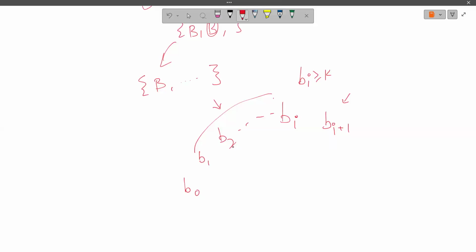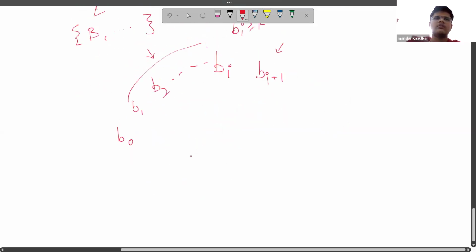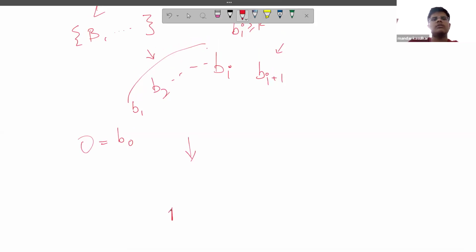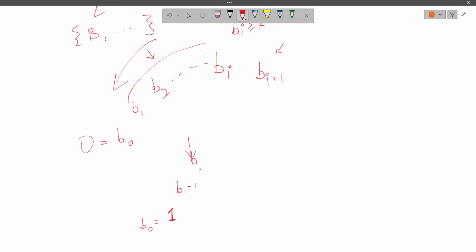Now let's look at the circulation of B units after one movement. Which way are the B's going? This guy has B_0 units, this guy gets 1. That way. So we now know that B_0 has one guy, B_1, B_2, they are all staying constant until B_{i-1}. That is all correct.